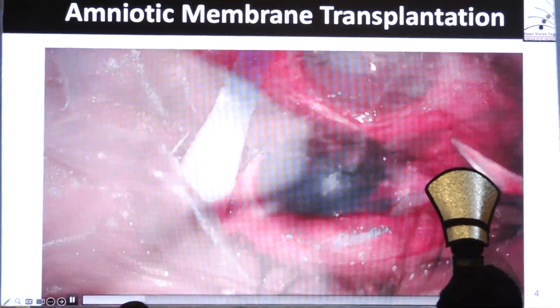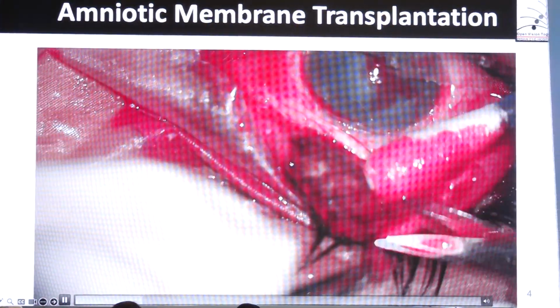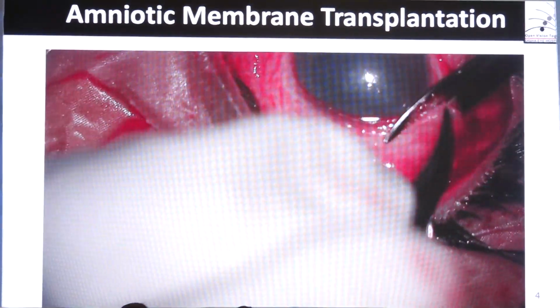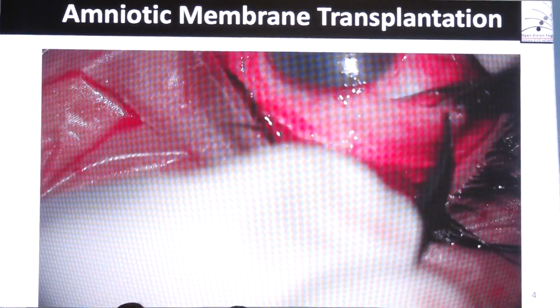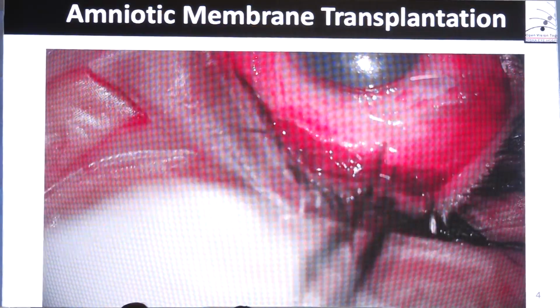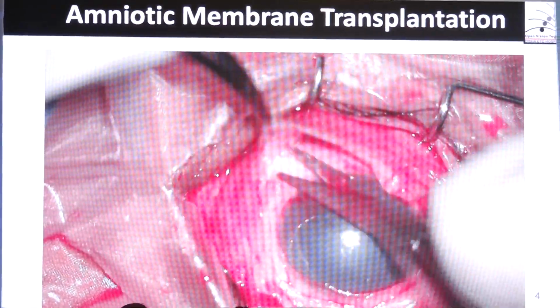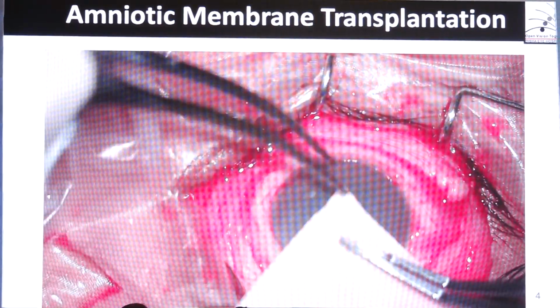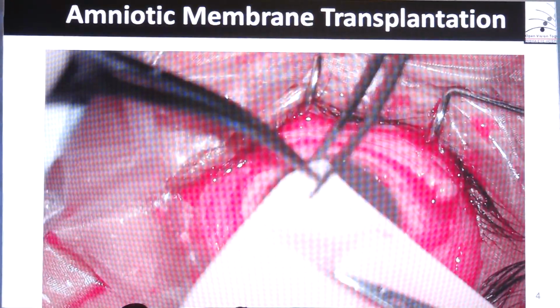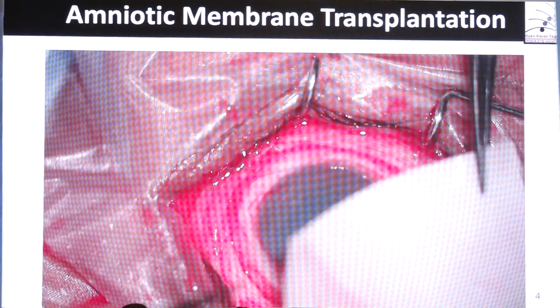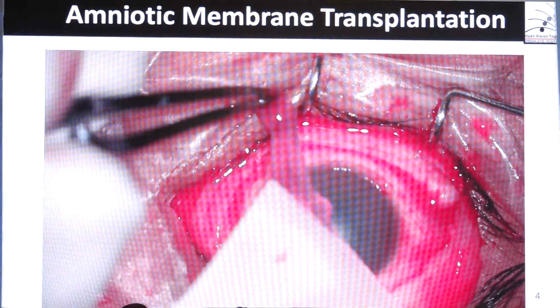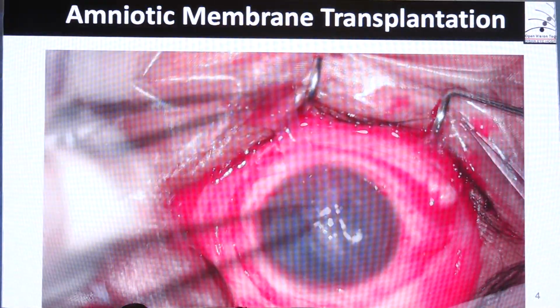This is almost near grade 6 chemical injury, and amniotic membrane transplantation in chemical injuries should be advised only in grade 3 to grade 6 as per the Roper-Hall classification. Grade 1 to grade 2 are treated only by medical treatment. So first I have to go for a 360-degree conjunctival peritomy, and then put the amniotic membrane.